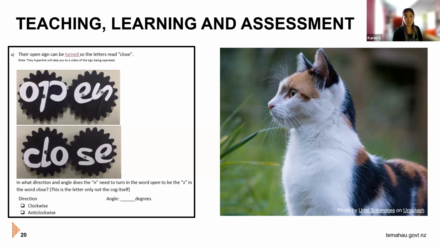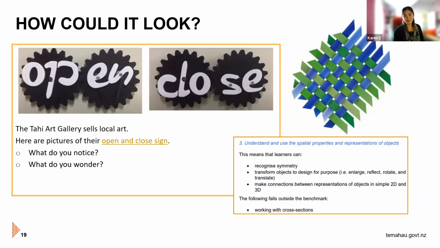And so you can see here that in the question that's been written, it does say, in what direction does the N need to turn in the word open to be the S in the word close? And if they are having those rich discussions around what they noticed and what they wondered, this should be a question that they can answer in quite a straightforward way. And it may be something that you present to learners at the end of the class if you've opted to do this question as a start.